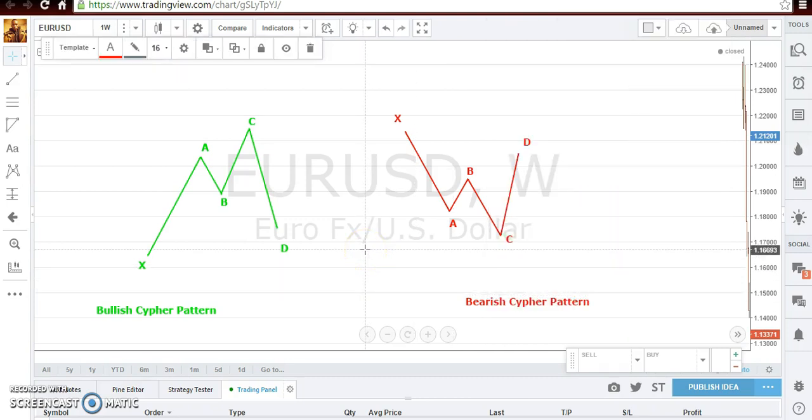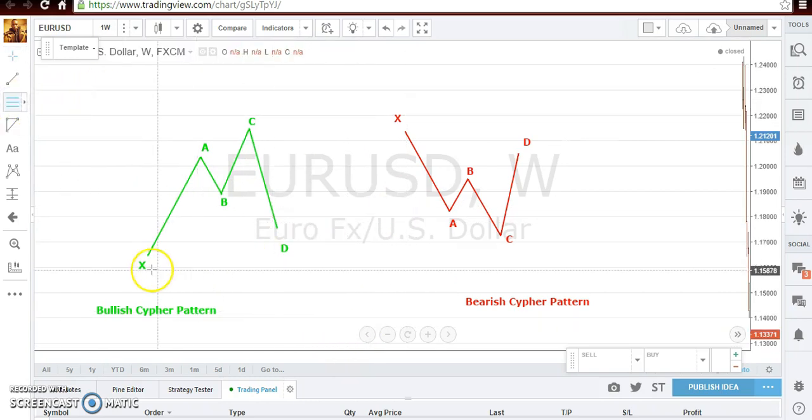Okay, so I want you guys to note one thing about this cipher pattern. All the way since I've been explaining, since I've been using the Fibonacci tool and explaining how you get all the rules for this cipher pattern, you can see that the Fibonacci tool, the extension we've been focusing on, that the most common factor on that extension is X.